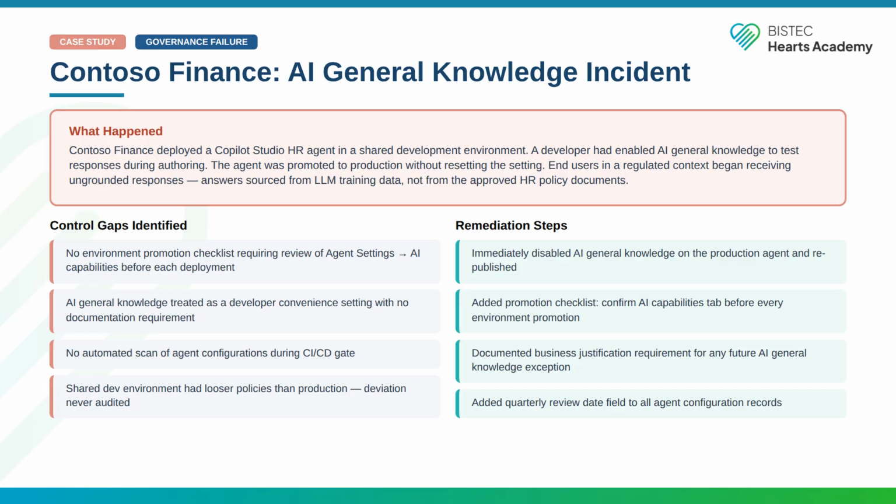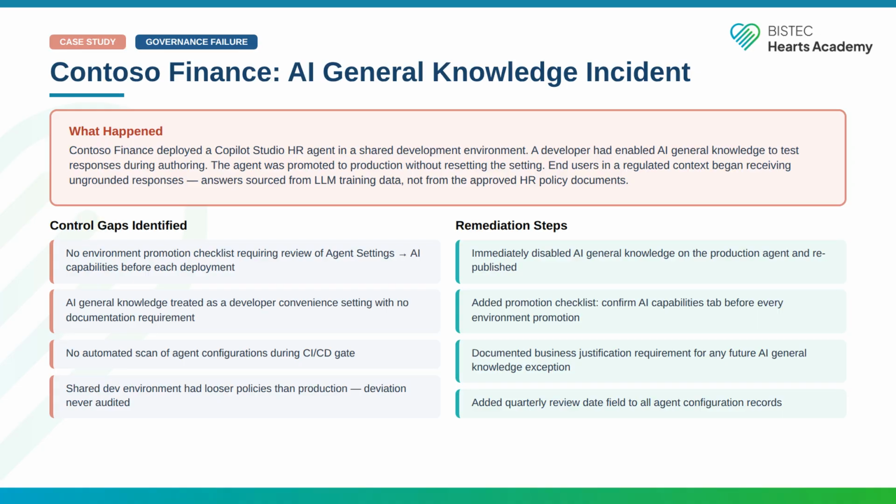Remediation. Disable AI general knowledge on the production agent immediately and republish. Add the configuration review step to the promotion checklist. Create a documented business justification requirement for any future exception. Add a quarterly review date field to all agent configuration records.